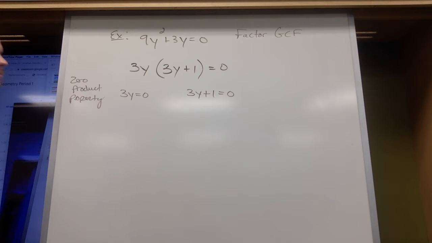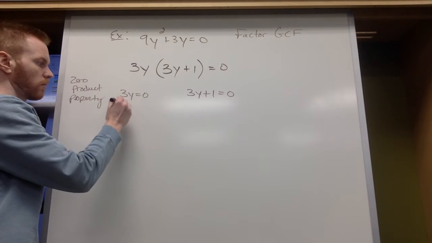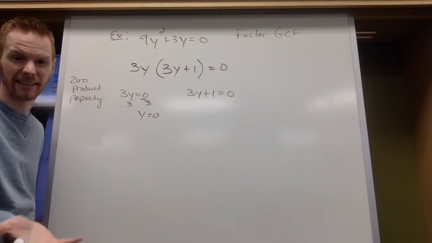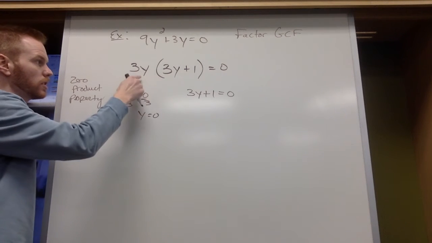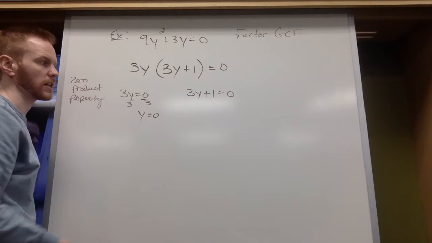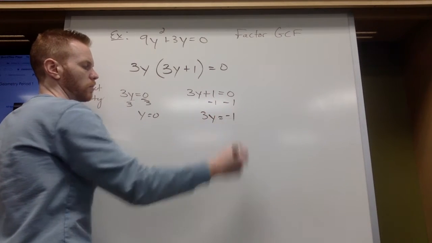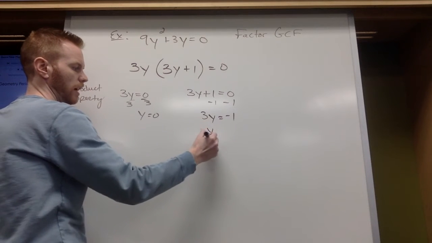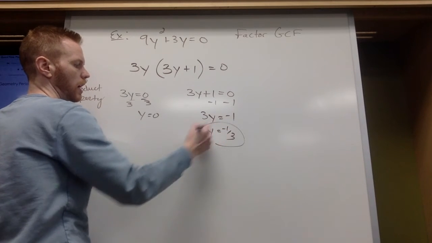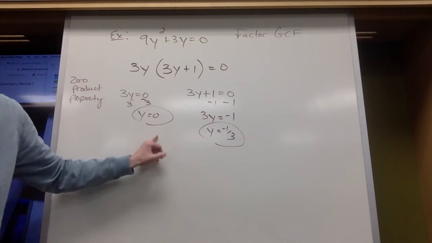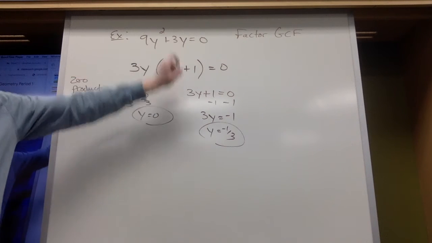All right. Now, divide both sides by 3. y is just 0. You don't technically have to even divide by 3. So 0 will make this a 0, which would satisfy the equation. Take 1 to the other side. 3y equals negative 1. Divide both sides by 3. We get y to be negative a third. These two numbers will make this guy true.